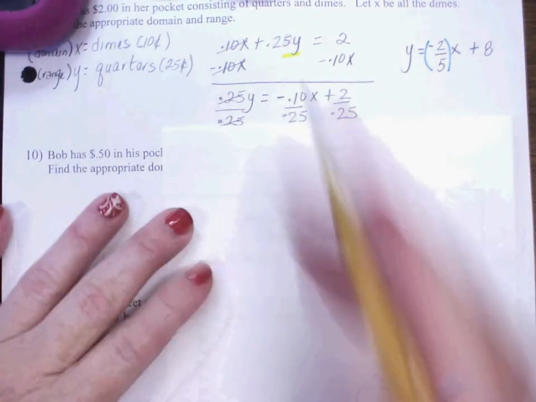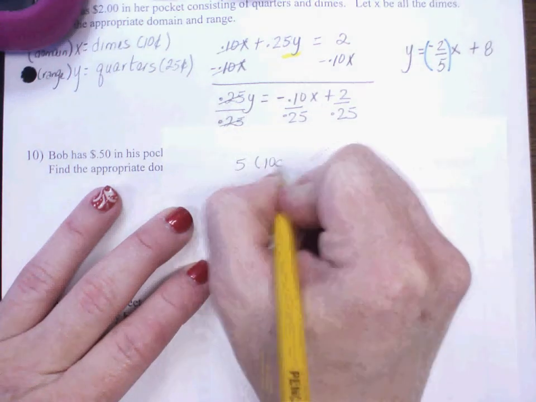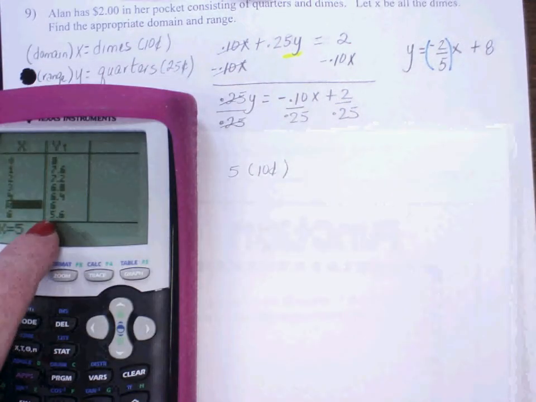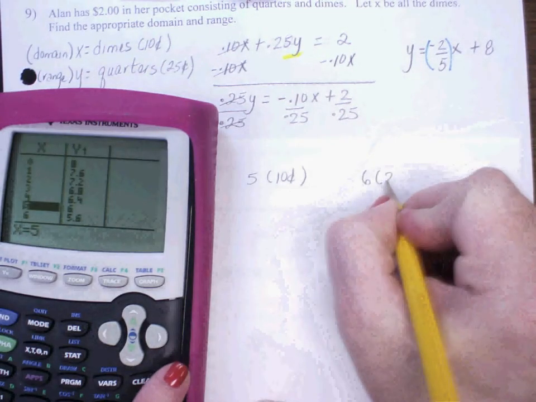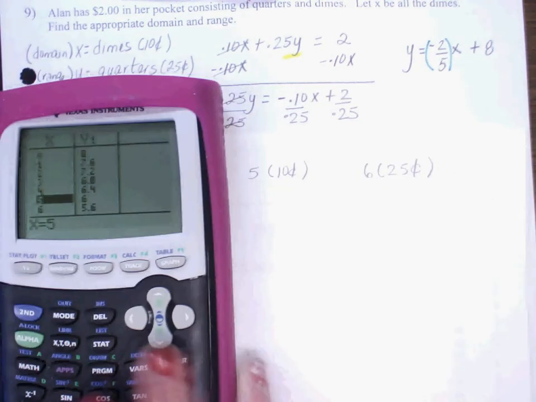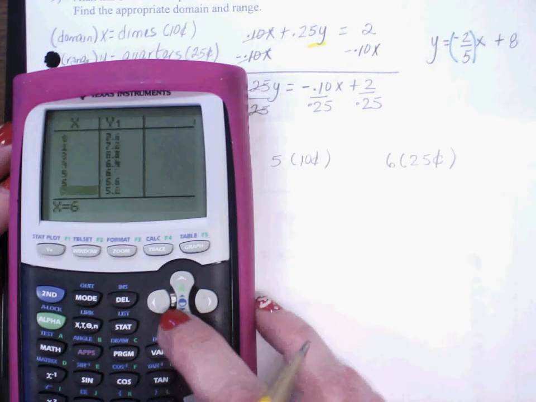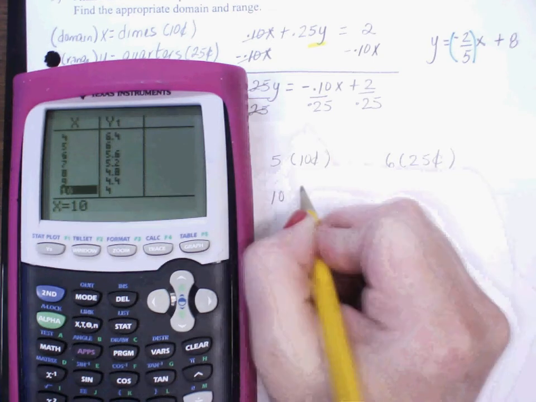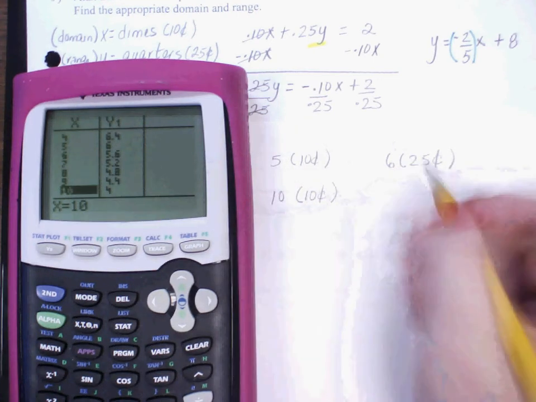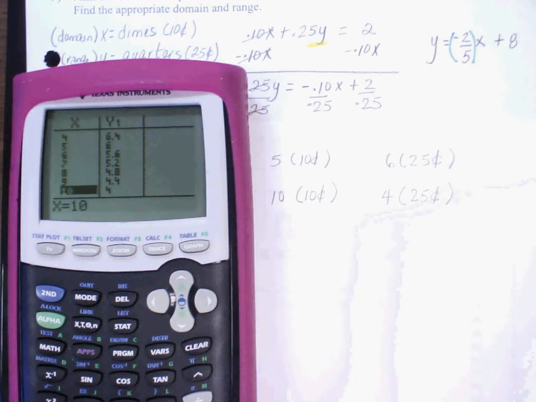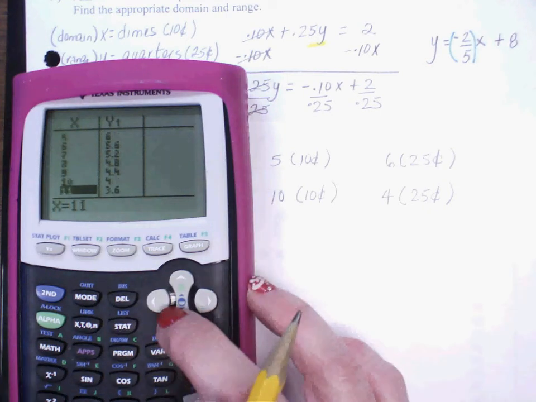Yes? So I can have 5 10 cents. And according to my table, I can also have 6 quarters, right? 6 25 cents. Yes? Okay, so let's see if we can have another combination. I cannot have 6 and 5.6, right? All right, so I can have 10 cents and 4 25 cents. Is that $2? Yes, it is. Yay? All right.